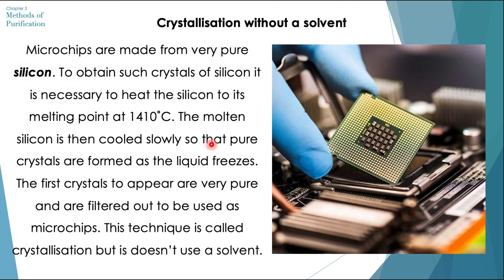Microchips are made from very pure silicon. To obtain such crystals of silicon, it is necessary to heat the silicon to its melting point at 1410 degrees centigrade. The molten silicon is then cooled slowly so that pure crystals are formed as the liquid freezes. The first crystals to appear are very pure and are filtered out to be used as microchips. This technique is called crystallization, but it doesn't use a solvent. Like I said, crystallization can be used to purify solids just by melting them. So this is what we do here. We melt the solid, and then when it cools, it produces crystals.